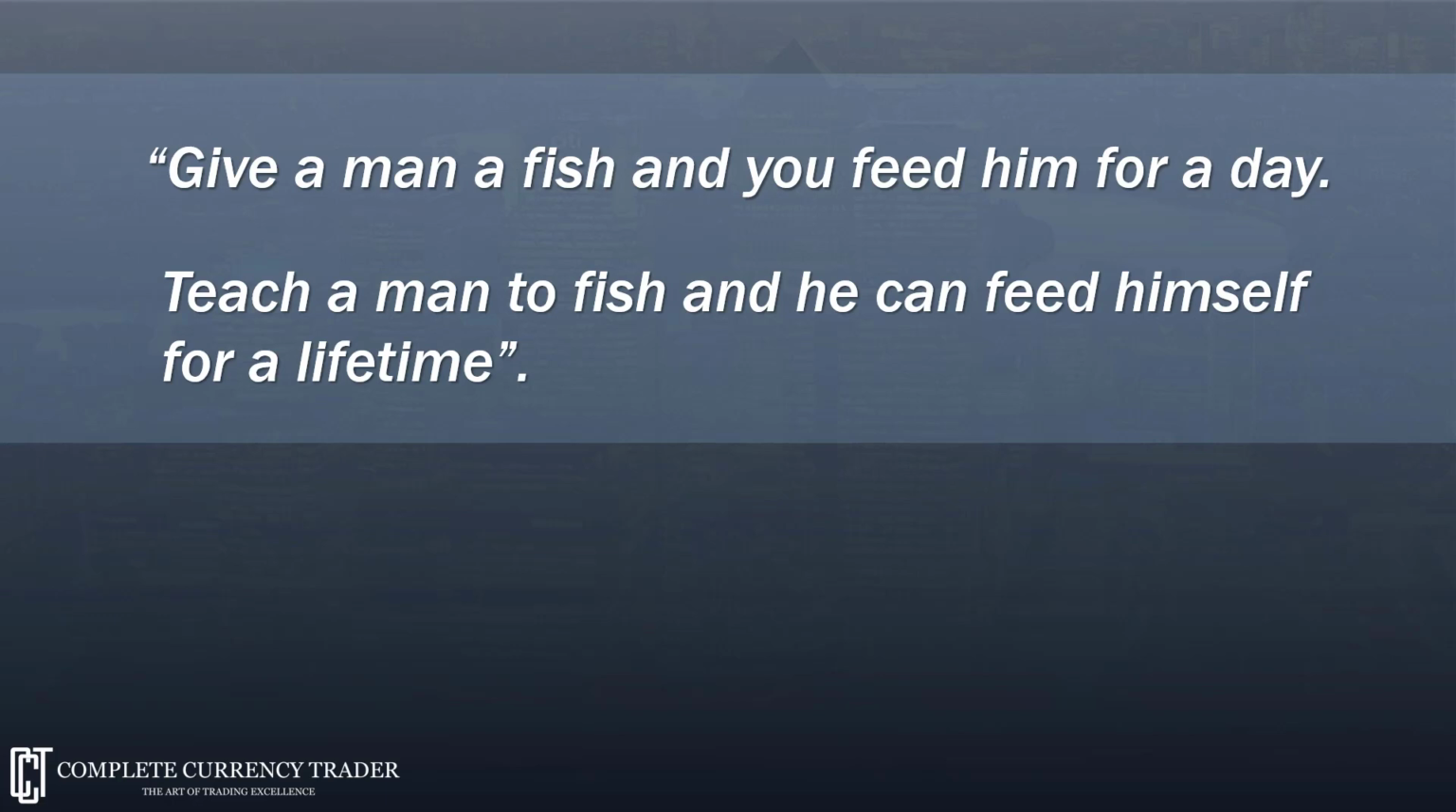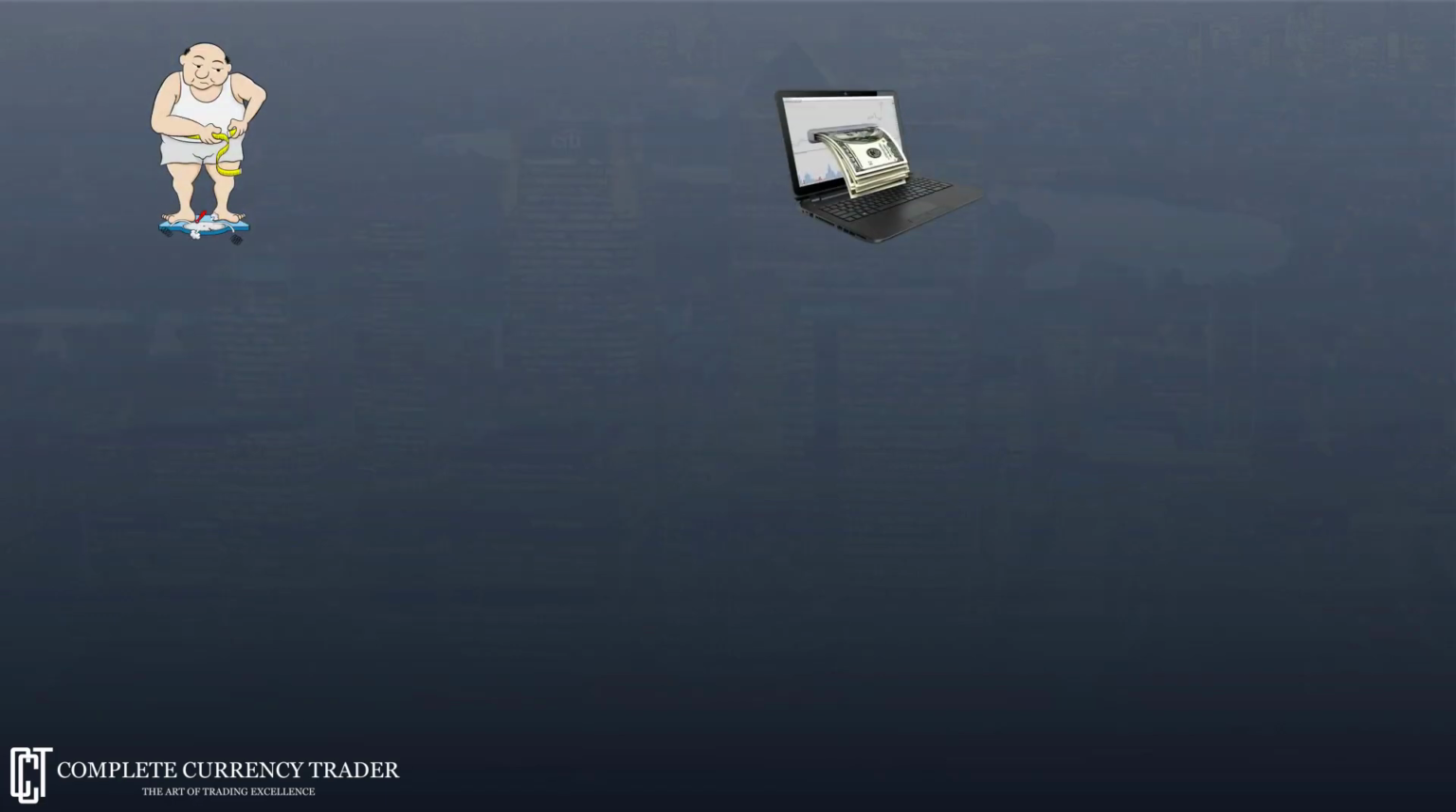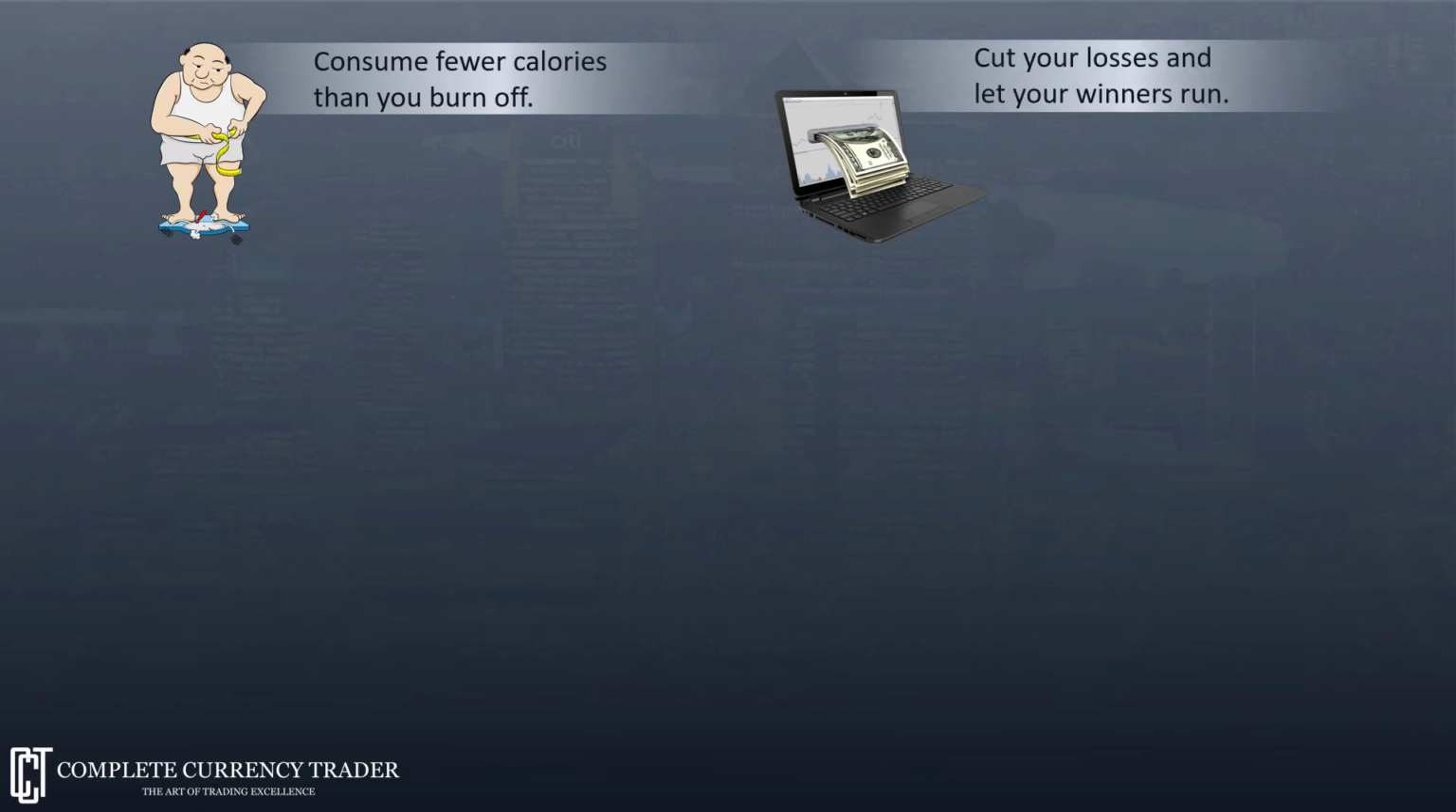And I'm going to make a very quick comparison here to explain why most people fail and how we're going to attempt to fix that. Making money trading is very similar to losing weight dieting. Both have very simple formulas that mathematically guarantee your success when they're followed. To lose weight, consume fewer calories than you burn off. To make money, cut your losses and let your winners run.